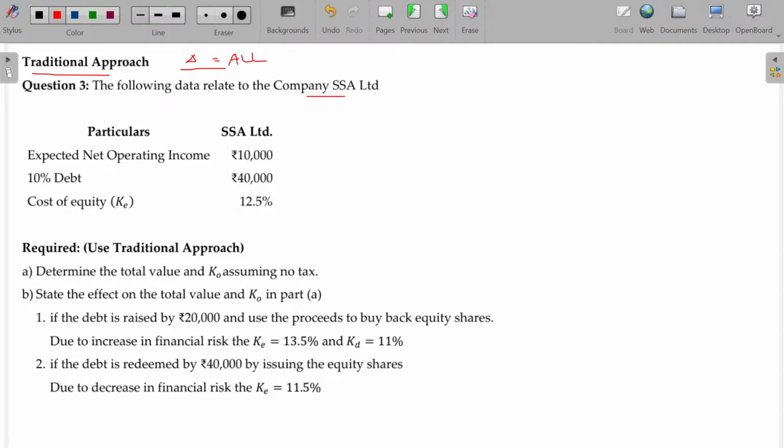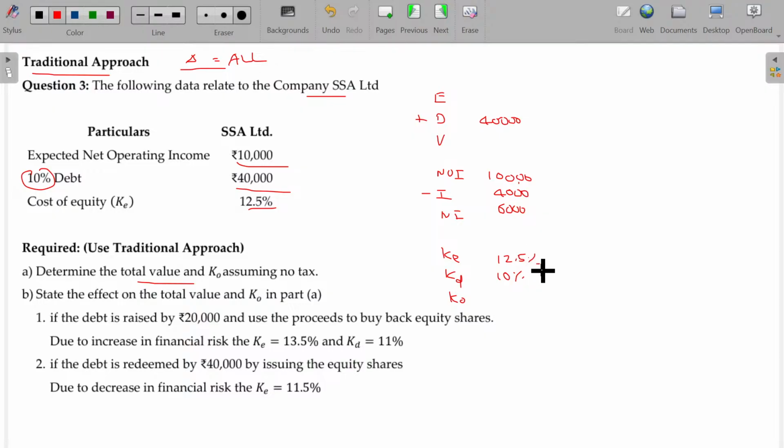The following data relate to company SSA Limited, and the details are there. Determine the total value and KO. The usual one. What are they? Equity, debt, adding these two you'll get value; NOI minus I, NI, then KE, KD, KO. NOI being 10,000, debt 40,000, interest 10% and amount of interest 4,000, NI is 6,000, KE 12.5%.